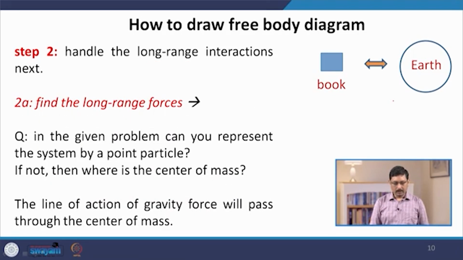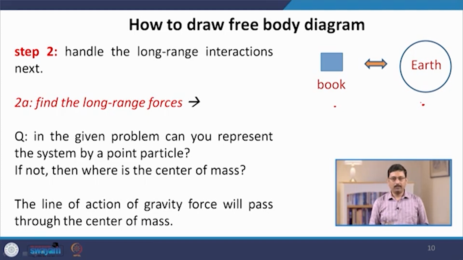Now, we want to find the long range forces, and in this case one question that we want to ask is, in the given problem, can you represent the system by a point particle? If we can do that, then often it simplifies the analysis hugely. So, in this problem, under the situation where the book is at rest, you do not have to describe the book by a block; you can also denote it by a point mass, and similarly the earth you can denote by a point mass.